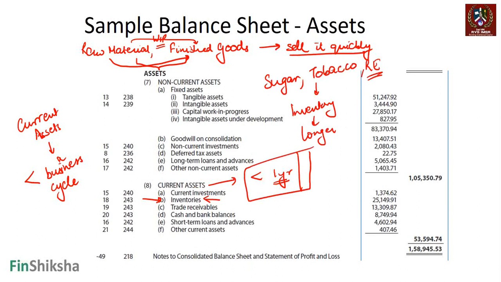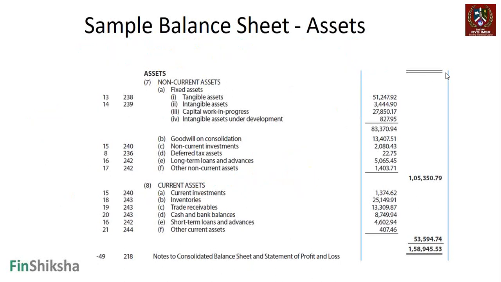So effectively, current assets are those portions of the inventory or those raw materials, finished goods, which you expect to sell quickly and convert them into cash within the business cycle. Most of the time, it is less than 1 year.